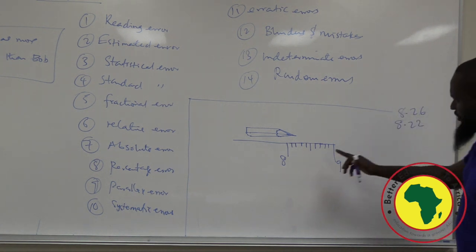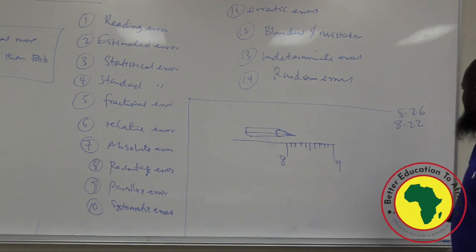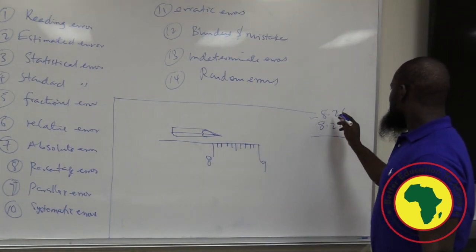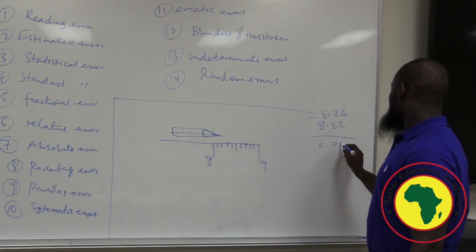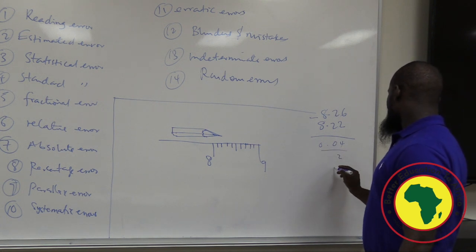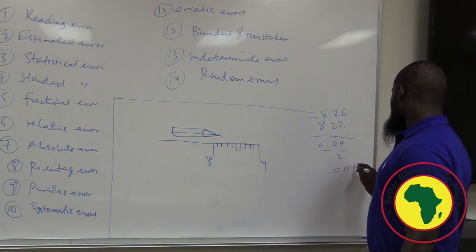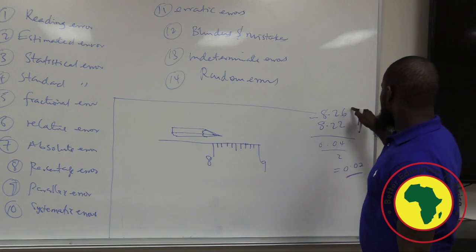Okay, not more than 8.26, and not less than 8.22. Now take a difference: 8.22 minus 8.26 gives me 0.04. Then I divide that by 2, which gives 0.02. So this becomes the error I'm going to use for this.